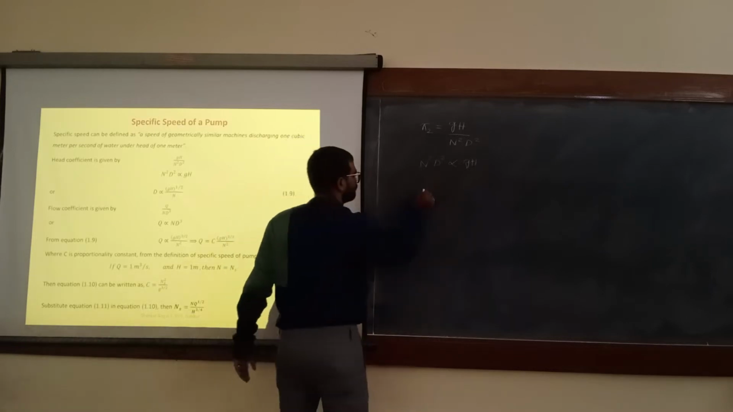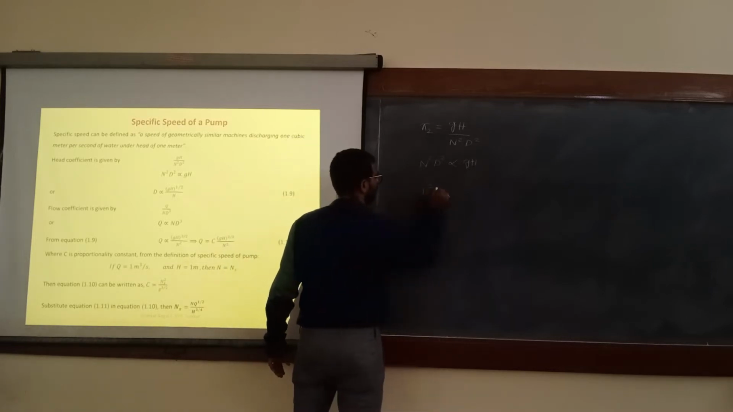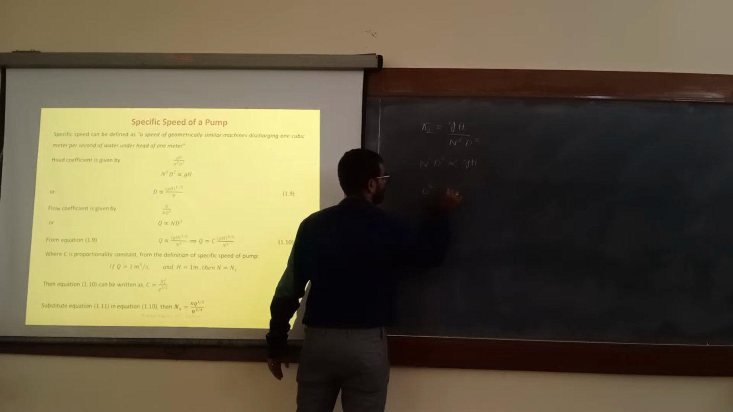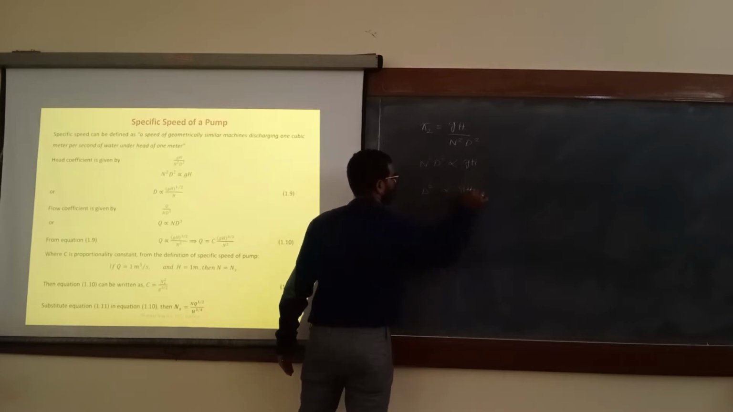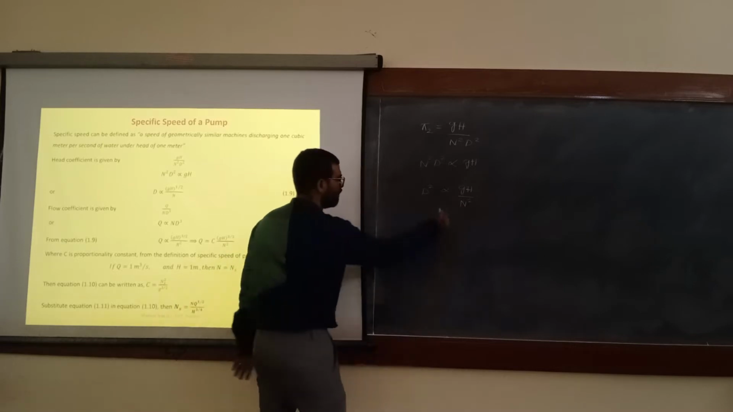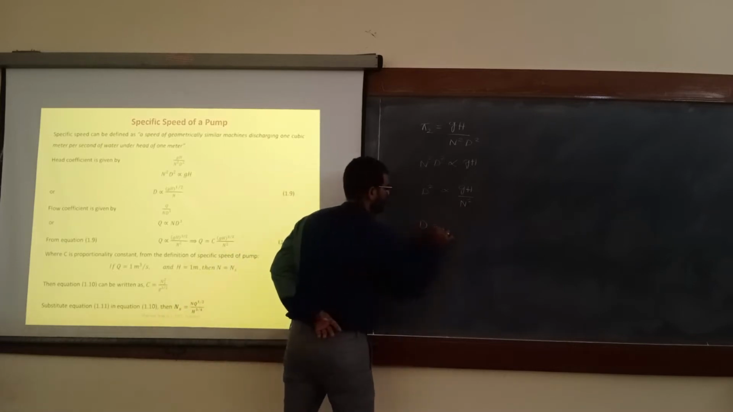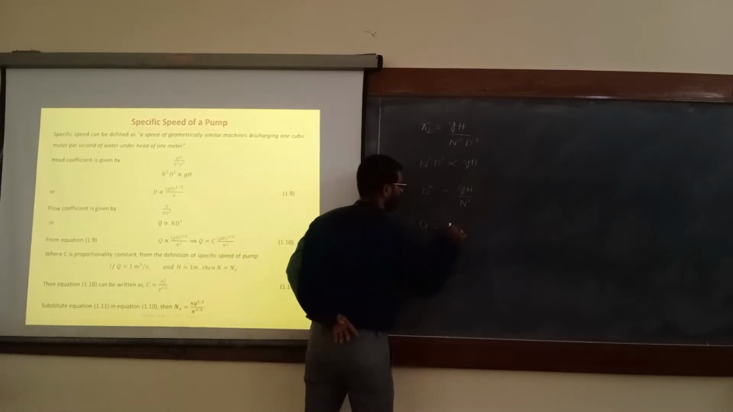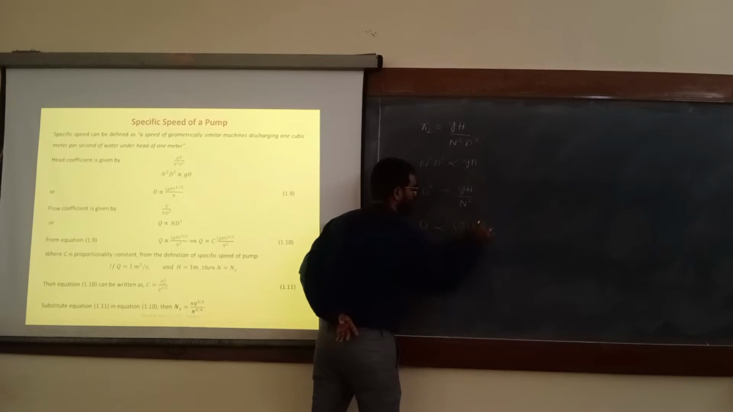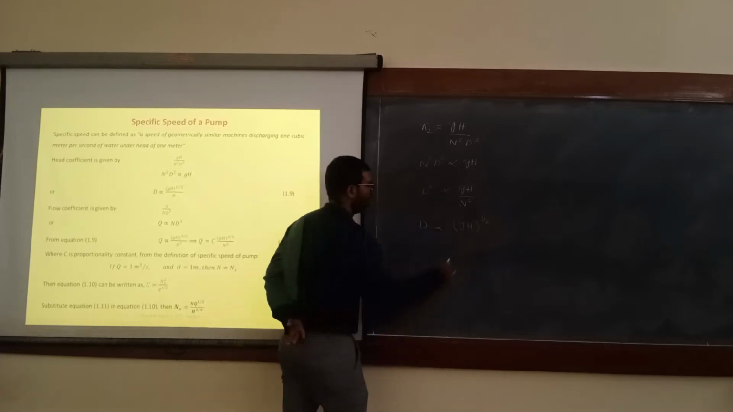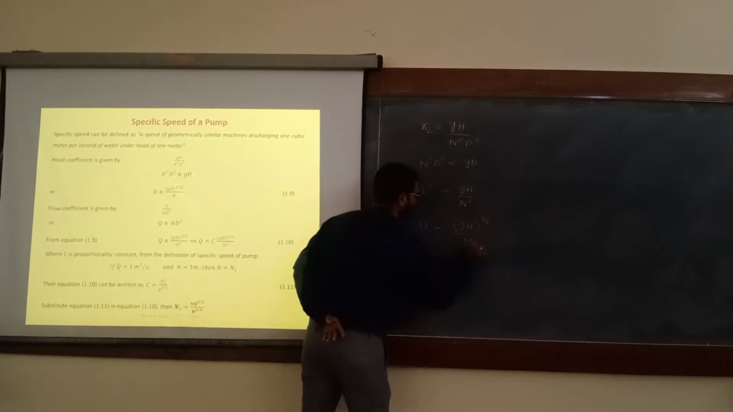Then what is D square? It is proportional to GH by N square. Or what is D? D is proportional to root of GH, that is nothing but (GH) to the power of 1 by 2 divided by N.